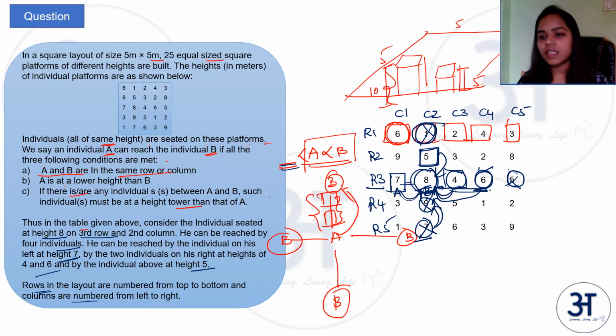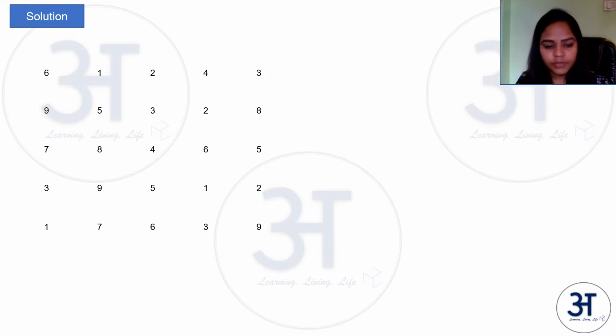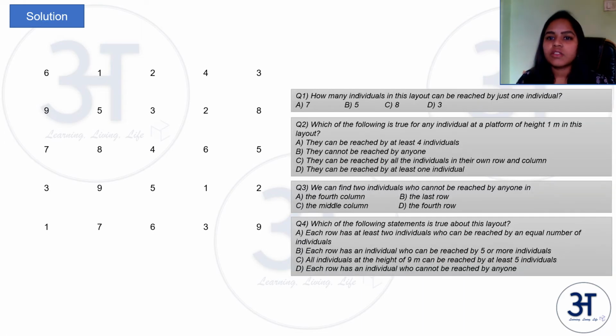Now once you understand this, let's look at the question. So let us first read all the questions. How many individuals can be reached by just one individual? Which of the following is true for any individual at a platform of height 1 meter? We can find two individuals who cannot be reached by anyone in which column? Which of the following statements is true about this layout?